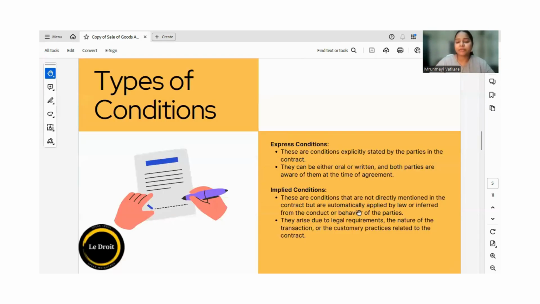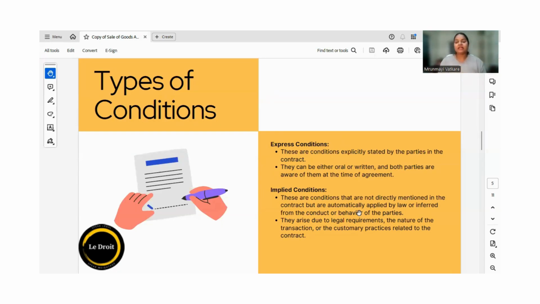Let's see what are the types of conditions. There are two major types of conditions: express conditions and implied conditions. What does express condition mean? These types of conditions are explicitly stated by the parties in the contract. They can either be oral or written, and both parties are aware of them at the time of the contract.